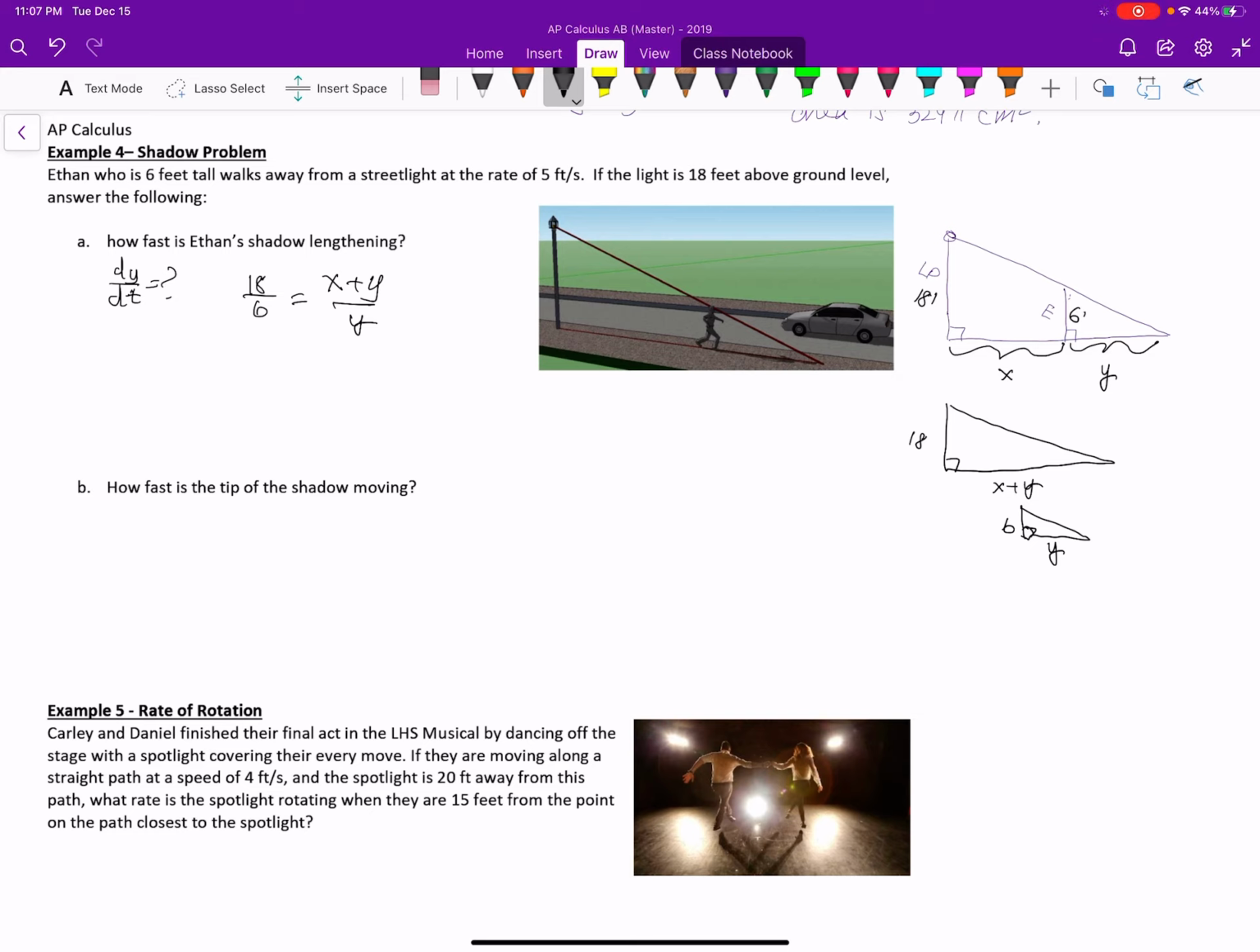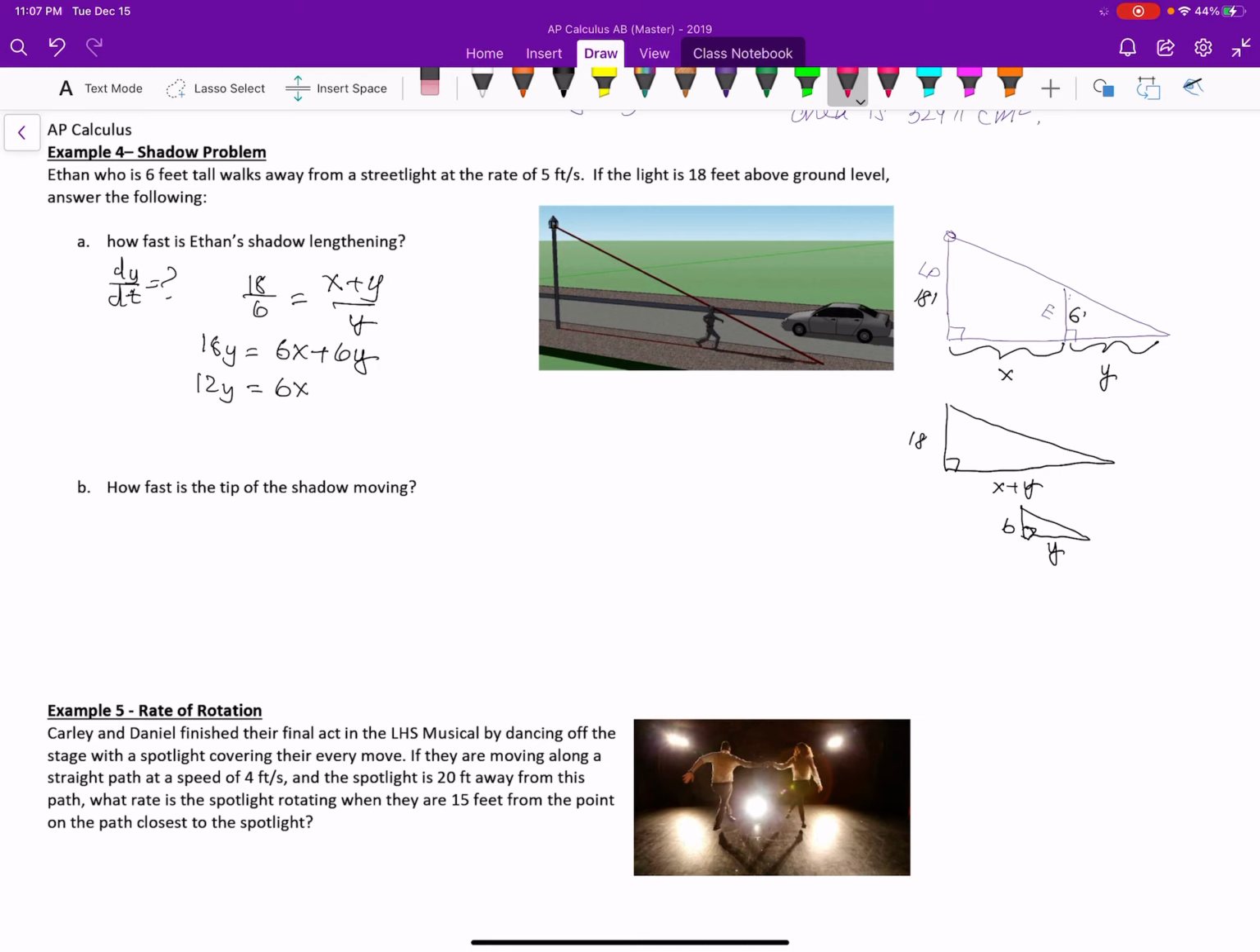The key is we're going to cross multiply here and simplify a little bit. I haven't taken the derivative with respect to time at all yet. I'm just developing the formula. So I have 18y is equal to 6x plus 6y. I'm going to ensure that I just have a single term for y. It's easy enough to simplify this. So this is going to be 12y is equal to 6x. You could move everything to one side, but it's also fine just to leave it.